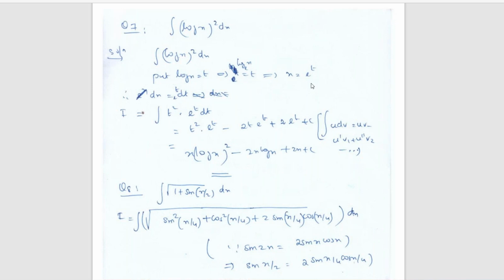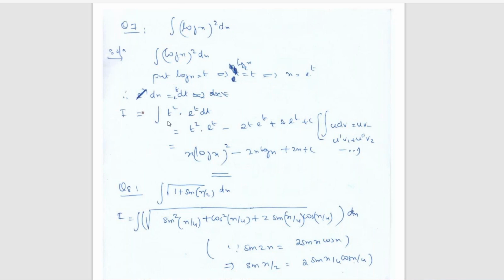So on this side you'll be getting x, and on the right hand side you'll be getting e power t. So x equal to e power t. If x is e to the power t, then differentiate. We'll be getting dx on the left hand side equal to the differentiation of e power t, which is e power t again. So e power t dt. Therefore, the above integral takes the form: integral of log x the square. What is log x? Log x is t. So t square. What is dx? dx is e power t dt.